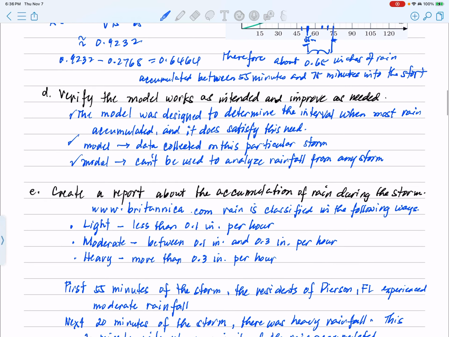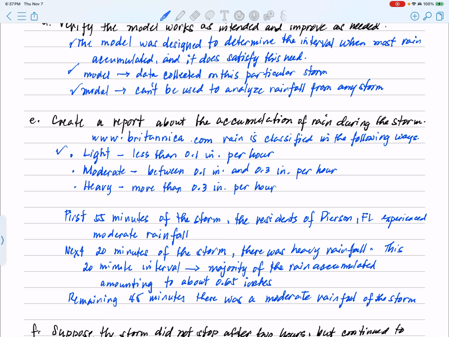So in this case, coming from www.britannica.com, rain is classified in the following ways. This is now creating a report. Light is less than 0.1 inches per hour, moderate is between 0.1 and 0.3 inches per hour, and heavy is more than 0.3 inches per hour. That is the classification of the storm coming from the internet.